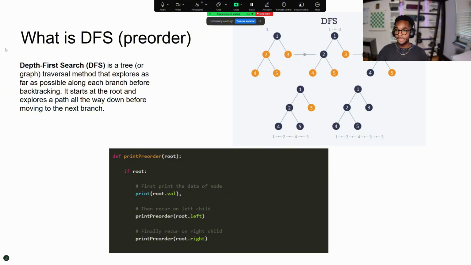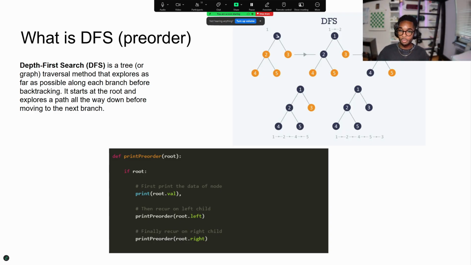All right, so first we're going to go into depth first search. I think the best way is to explain what it is. Depth first search is a tree or graph traversal method that explores as far as possible along each branch before backtracking. It starts at the root and explores a path all the way down before moving to the next branch. Here's a little code snippet that we're going to follow along with. This is a preorder traversal. Since a binary tree has a left and a right child, we're going to perform some operation, then go left, then go right.